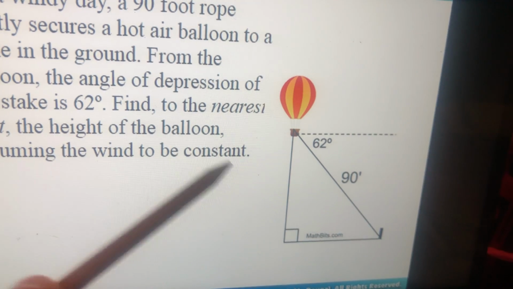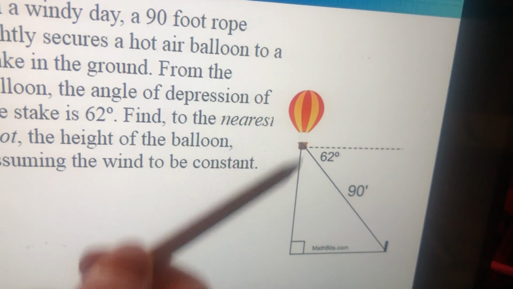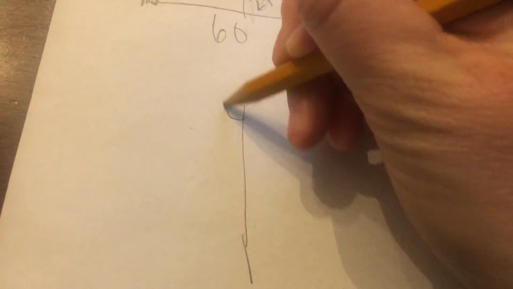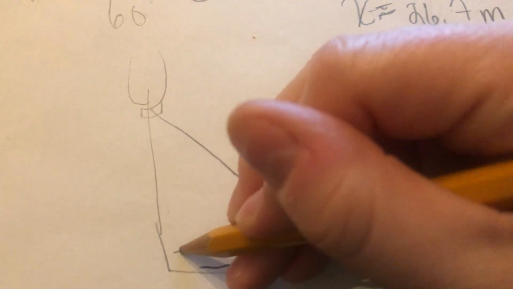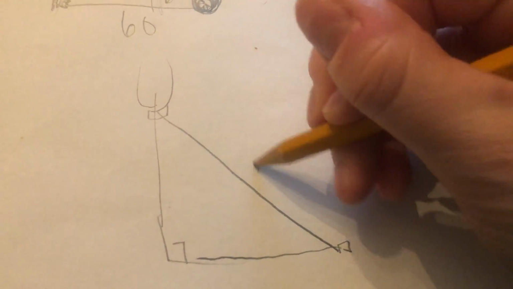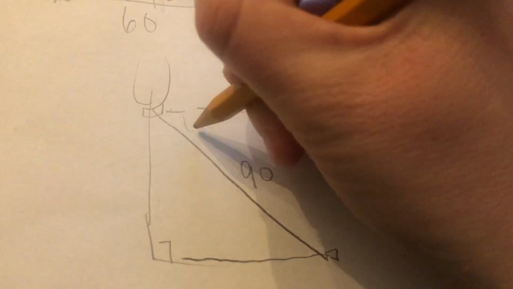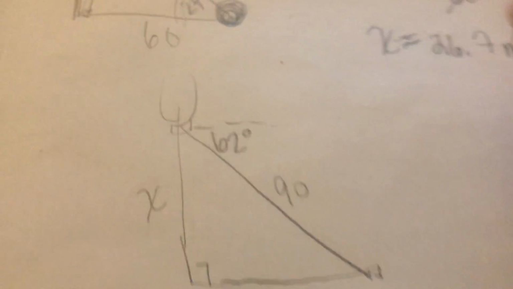Find to the nearest foot the height of the balloon, assuming the wind to be constant. So they want to know what's this height here, right? So let me draw this for you. I should have drawn this sooner. Here's my balloon. Here's the stake. This was 90 here. And then you have your angle of depression is 62 degrees in here. And we want to know what is the height of the balloon.